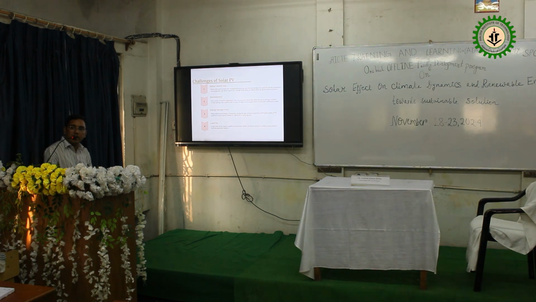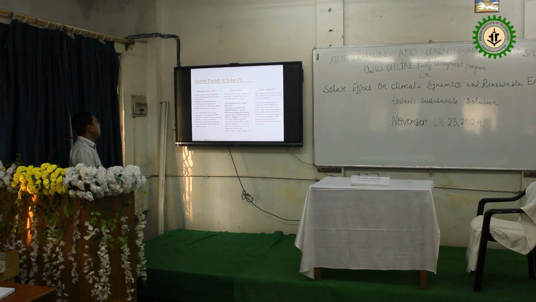Whenever it is not there, at that time you can utilize that stored energy. And land use. This is also a challenge: whenever we want large power from solar, large land is required. So these are the main challenges.